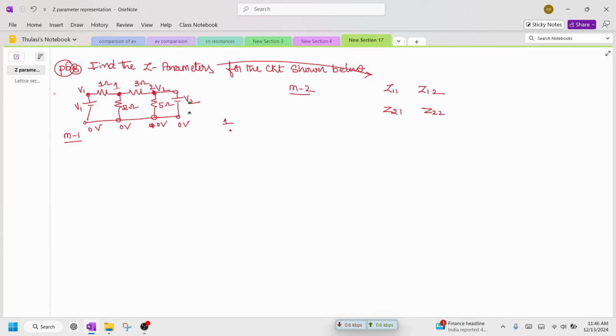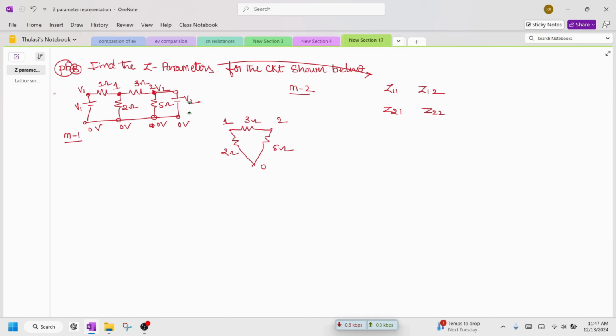So this is 1, this is 2, and this is 0, and here you are going to have one resistor. Between 1 and 0 you have one more resistor. Between 2 and 0 you have one more resistor. So this is 3 ohms, this is 5 ohm, this is 2 ohm. So this seems to be like a star.